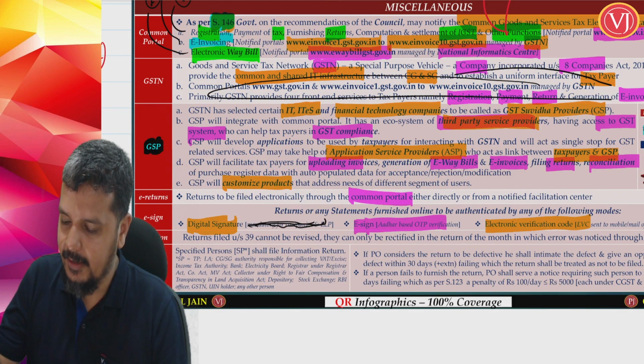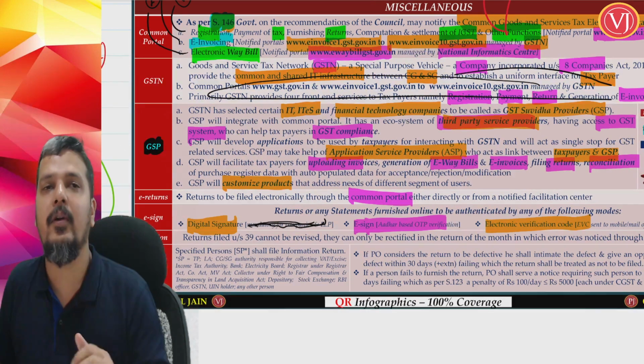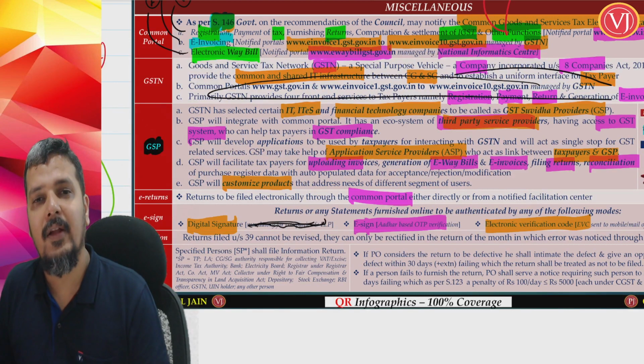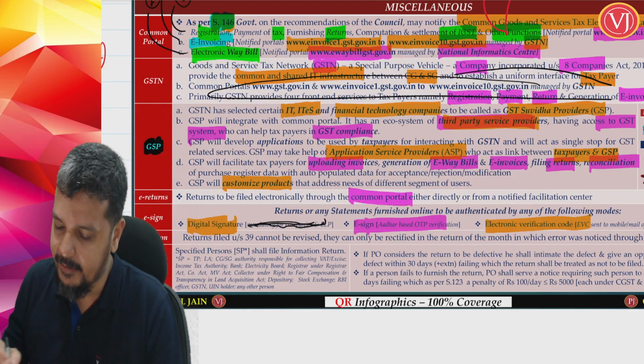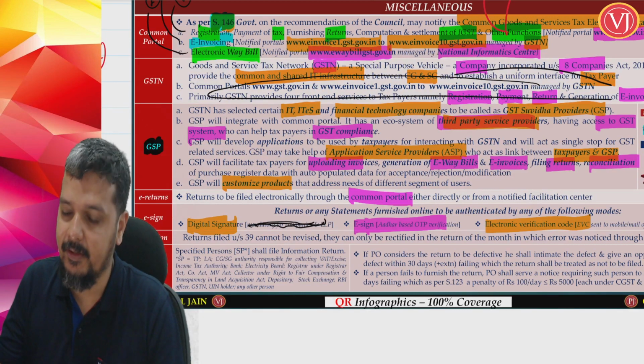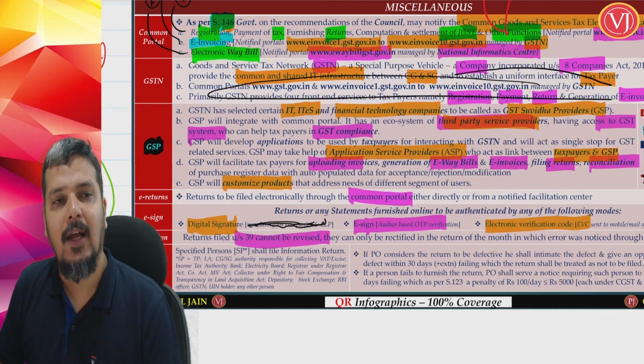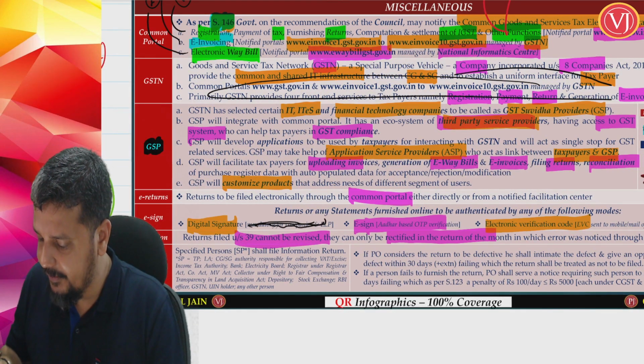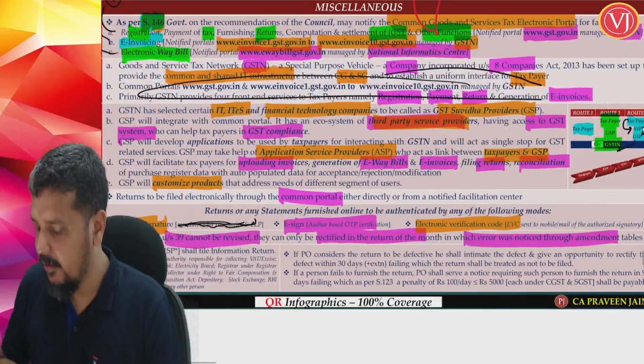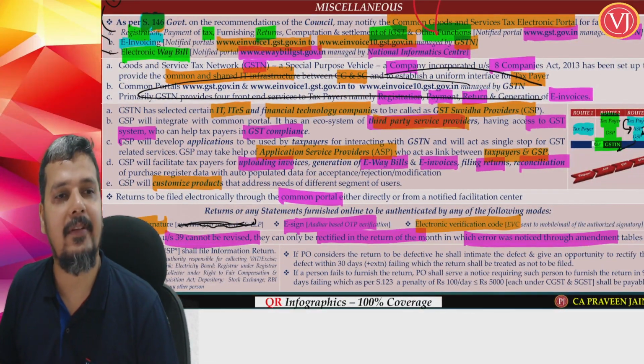Now, one more common point that we are going to see in each of the returns is, once you file the return, you cannot revise it. Revision is not at all possible. Rectification is possible, which we will see, in the month in which the error is noticed, in the amendment tables.